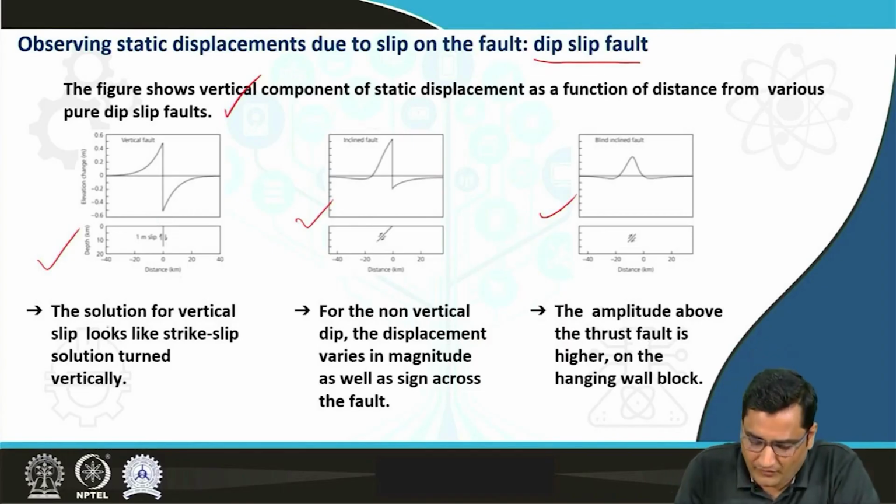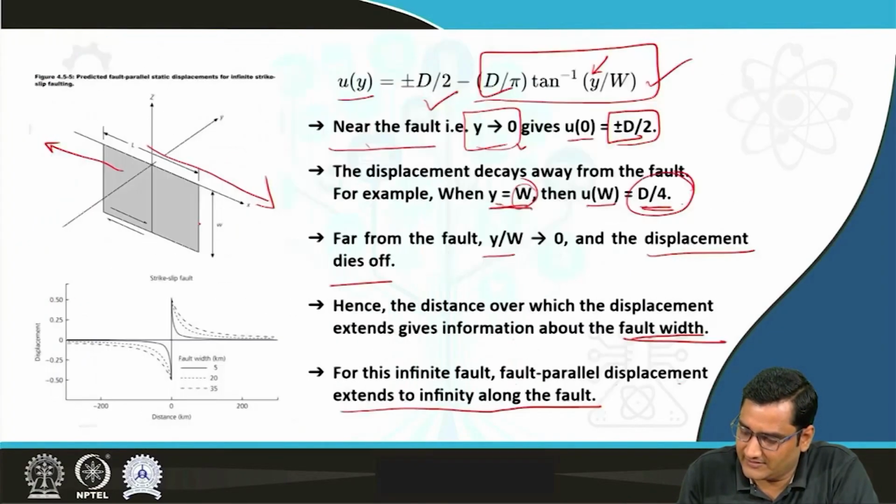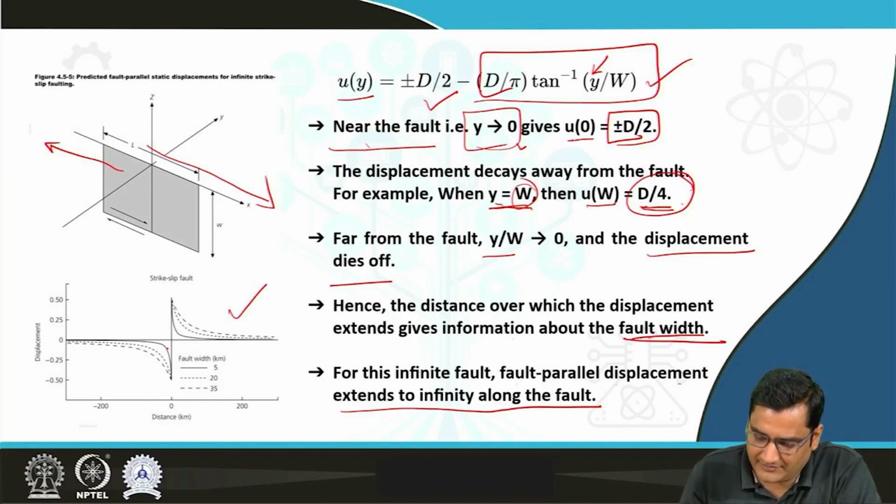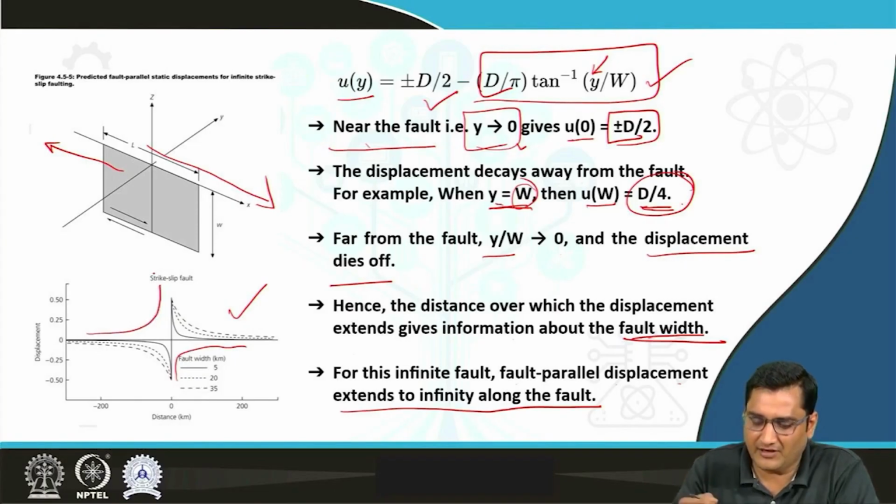So the solution for the vertical slip looks like a strike slip solution turned vertically. If you look at this one, this is for the strike slip fault, and this is the one that we were just talking about, which has this kind of shape. That means you have just turned the strike slip displacement vertically.